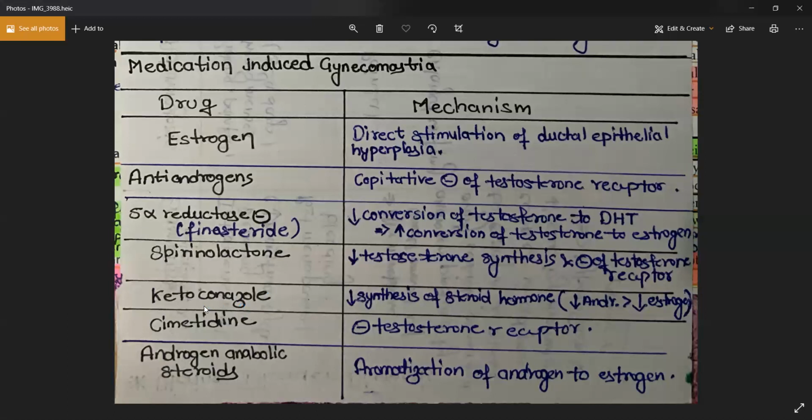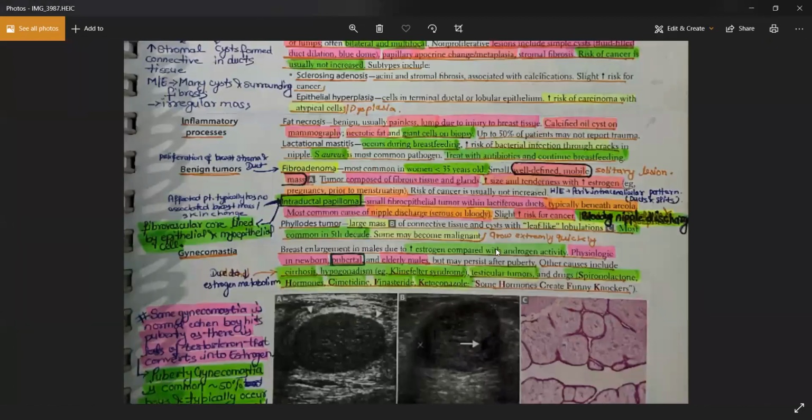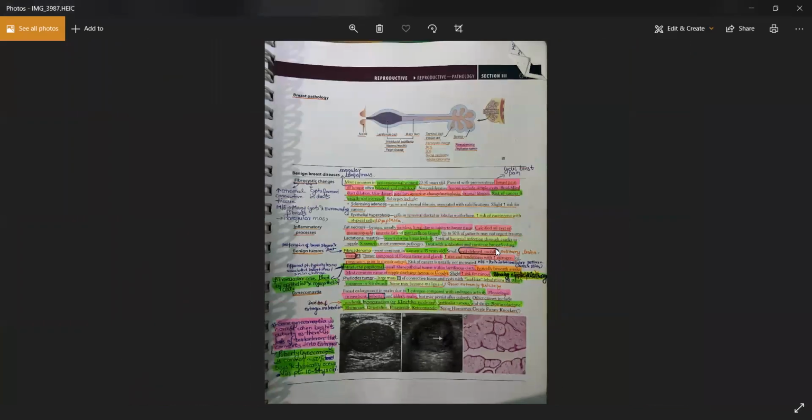And if it is a normal male, a male who just hit puberty, like 15, 16, 17 years old, without any athletic activity, high chances are that this could be physiologic gynecomastia. So that's about gynecomastia. Any doubt? No, it's okay.